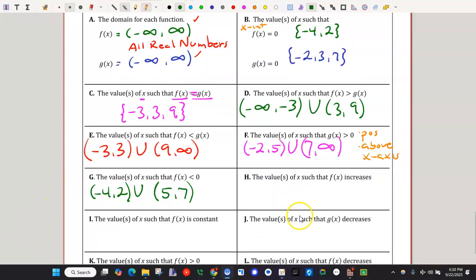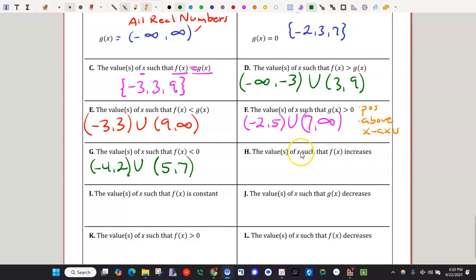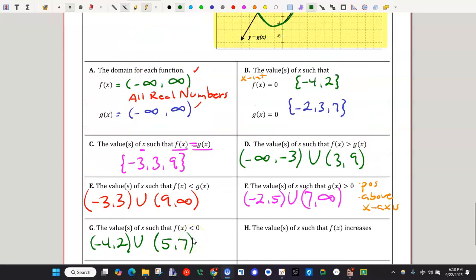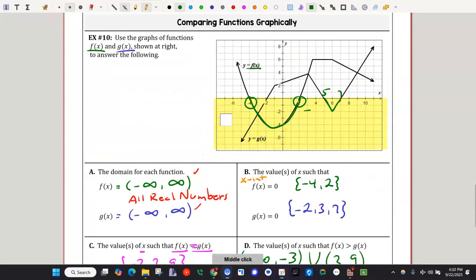All right, almost done. So we're going to find the values of x such that f is increasing, and then where g of x is decreasing, and where f of x decreases. Right, yeah, so we're just going to do some increasing, decreasing. And over here it says where it's constant, that means neither increasing nor decreasing. And then where f of x is positive. Yeah, okay, so we can finish this up. Let me get this off here. Good.